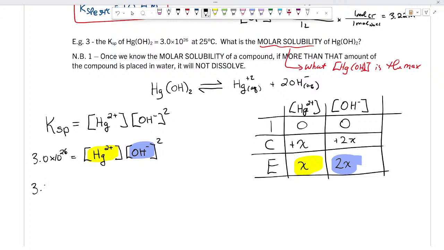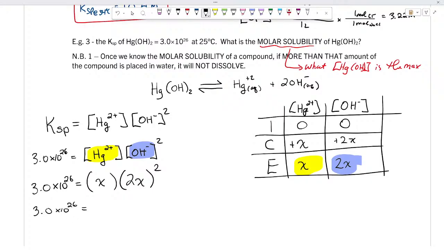But we can say 3.0 times 10 to the 26 is equal to, what am I putting in for Hg? Great. And what am I putting in for OH minus? And what should I be careful of here? Like that? Outside the bracket. You guys are good. Which means my next line is going to be what?